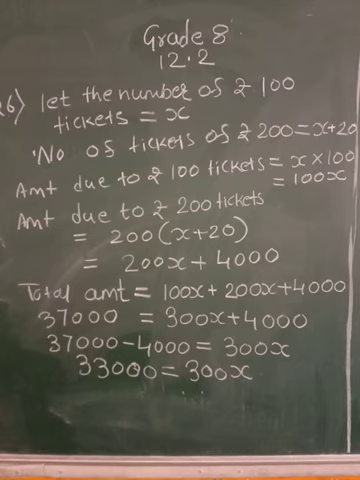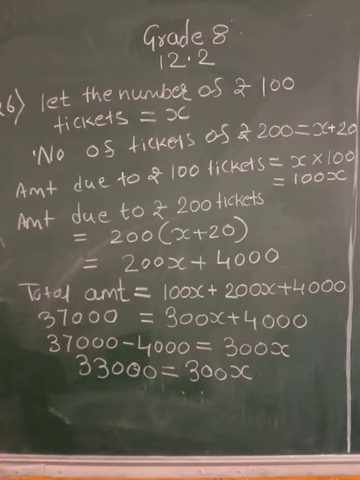So question number 6 is that some tickets of rupees 200 and some of 100 of a drama in a theatre were sold. Number of tickets of 200 sold was 20 more than number of tickets of rupees 100. In short, some tickets were of 100 rupees and some were of 200 rupees. So the number of tickets sold of 200 rupees were 20 more.